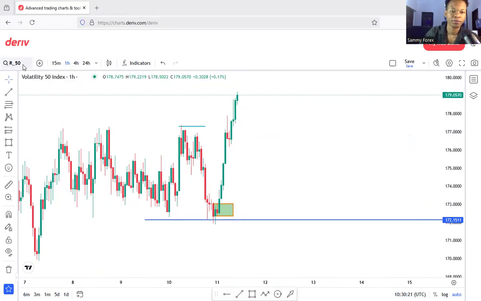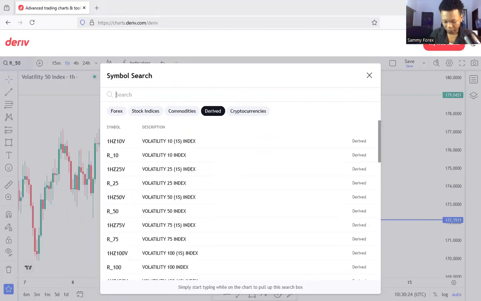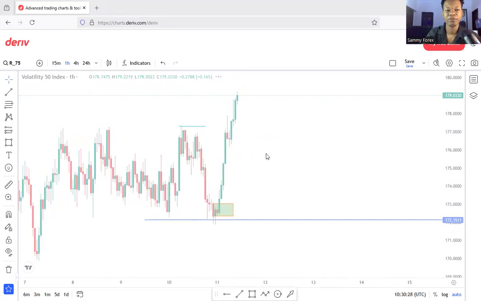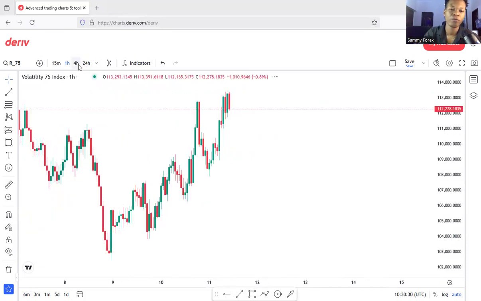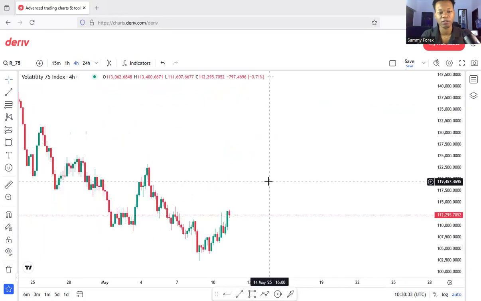All right, so let's go down to the next one. 75 index. I'll be going down to the 4 hours time frame to see what the 4 hours time frame has for us.